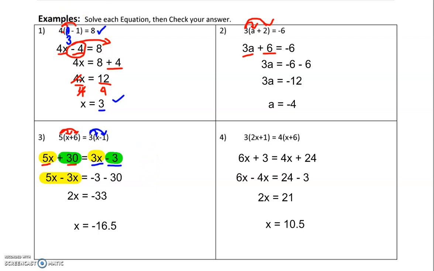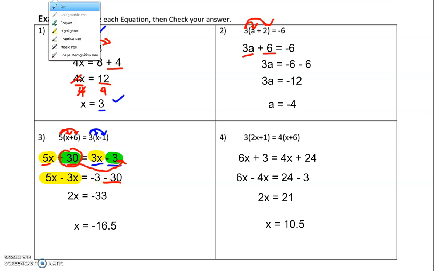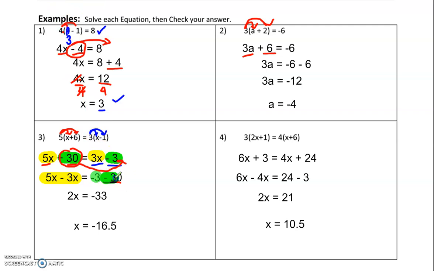Now just remember that when you decide to move things over, so let's say you're going to move this 30 to be with the other green, it's got to change from a +30 to a -30. Now that green right there, that -3, is still going to be the same because you didn't change the side. It's still on the right hand side, but now that -30 is also on the right hand side.